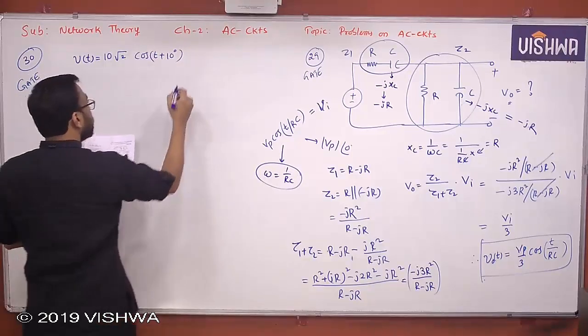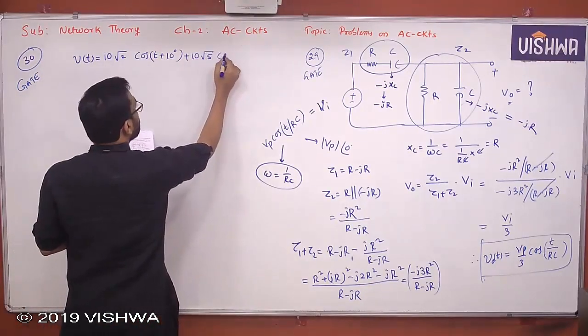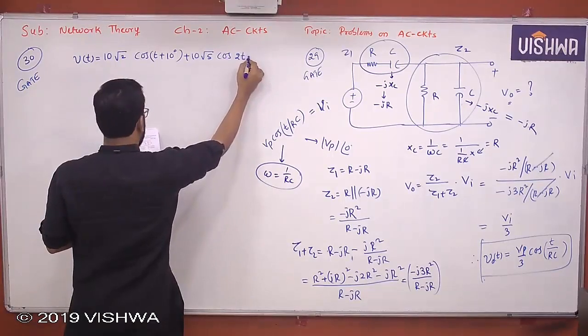t plus 10 degrees plus 10 root 5 cos 2t plus 10 degrees.